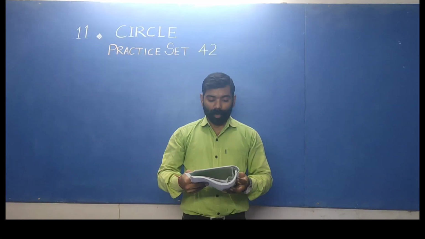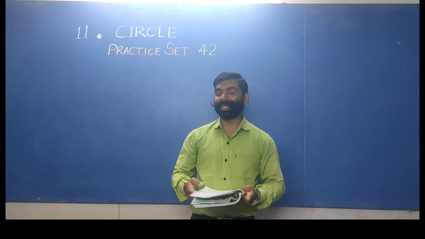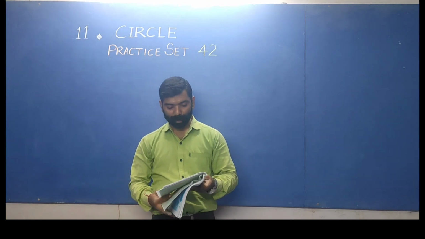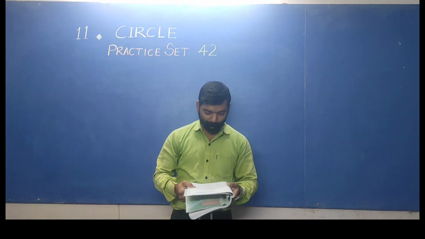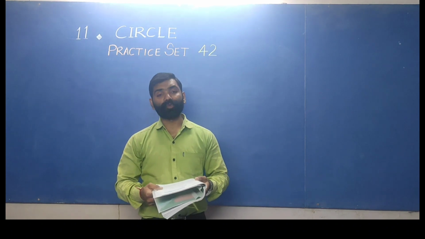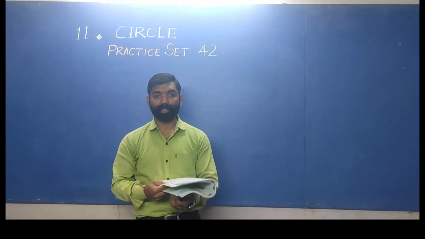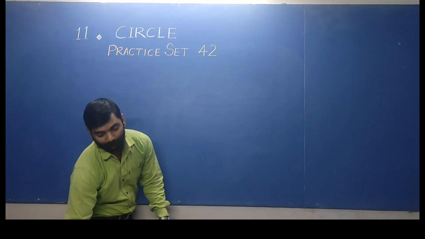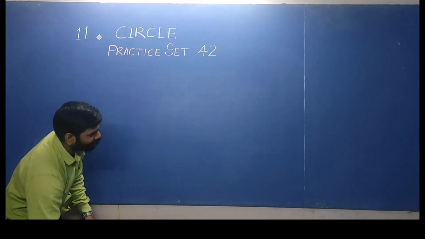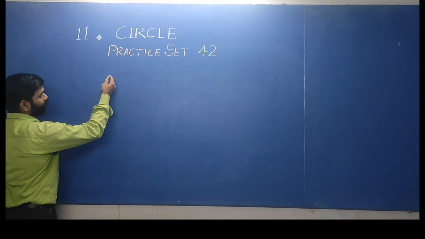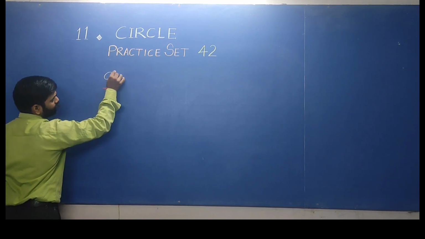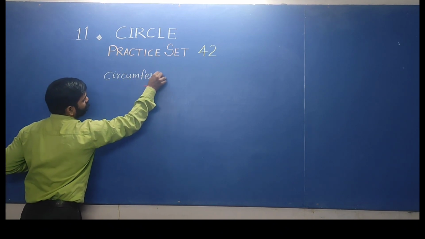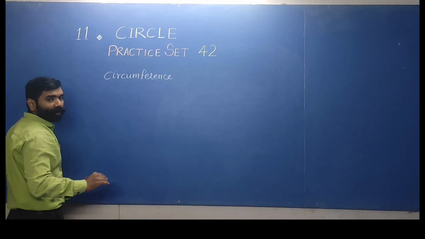Okay students, let's start practice set 42. First question says, complete the following table. Now in the table, what has been given? Radius is given. We need to find diameter and circumference. So let me tell you the formula for circumference, students. Now how to find circumference? Circumference is nothing but the perimeter of the circle.